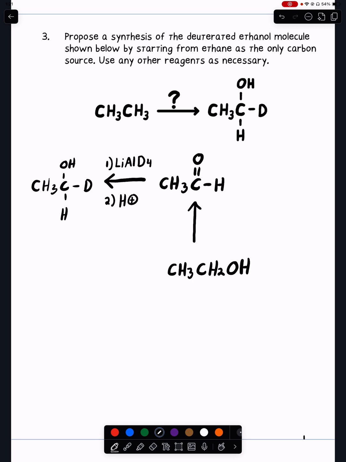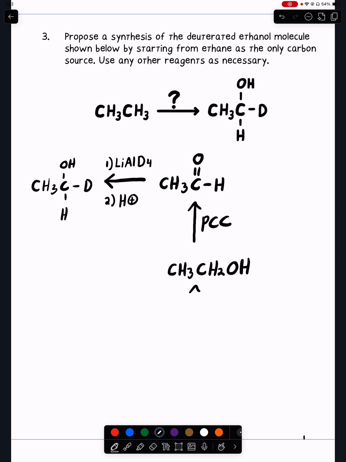How can we make that transformation? Well, we're oxidizing it. So we need to think, what are the oxidation reactions? We could do the Jones oxidation, but that makes a carboxylic acid. Remember, primary alcohols with the Jones oxidation will make a carboxylic acid. That's not what we want. We want an aldehyde here. So we have to do the PCC method here.